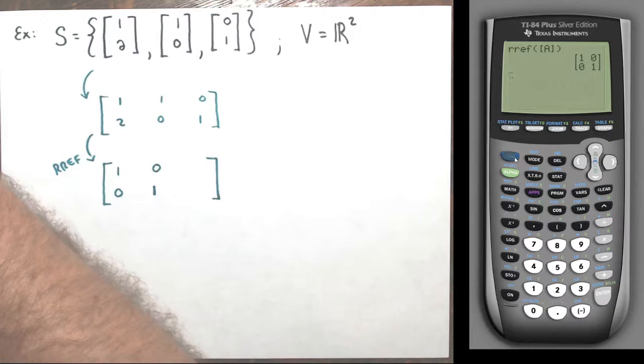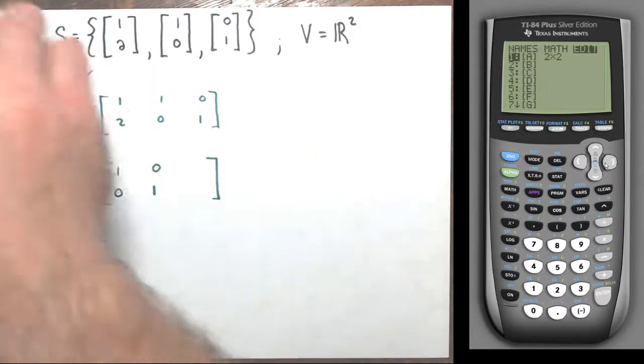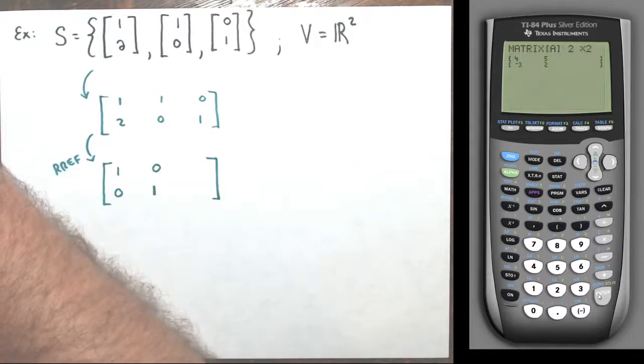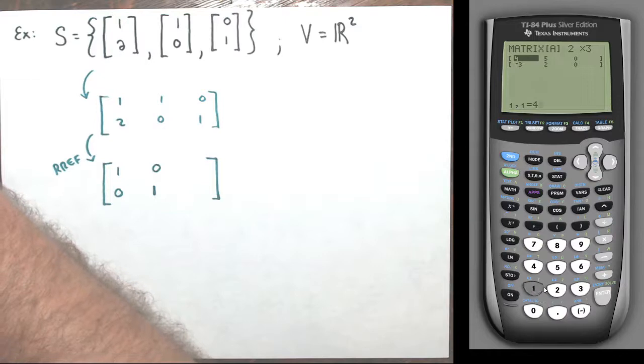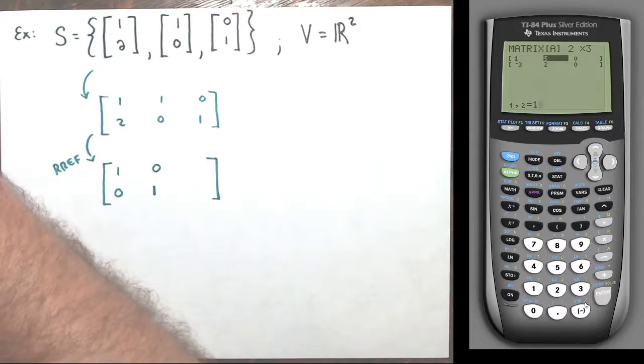I apologize. So if we go to the calculator matrix, set up a little 2x3 matrix here. First row 1 1 0. Second row 2 0 1.